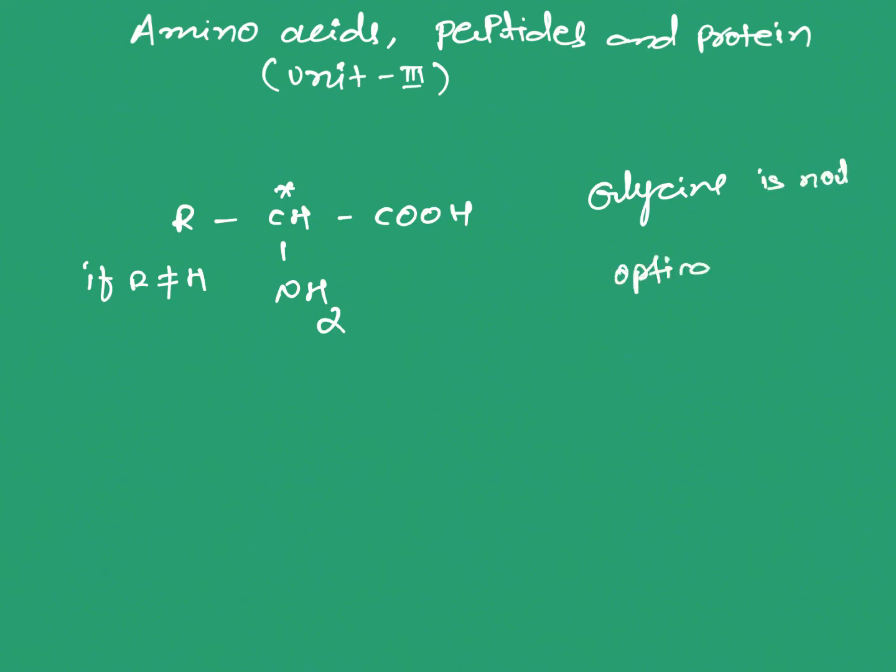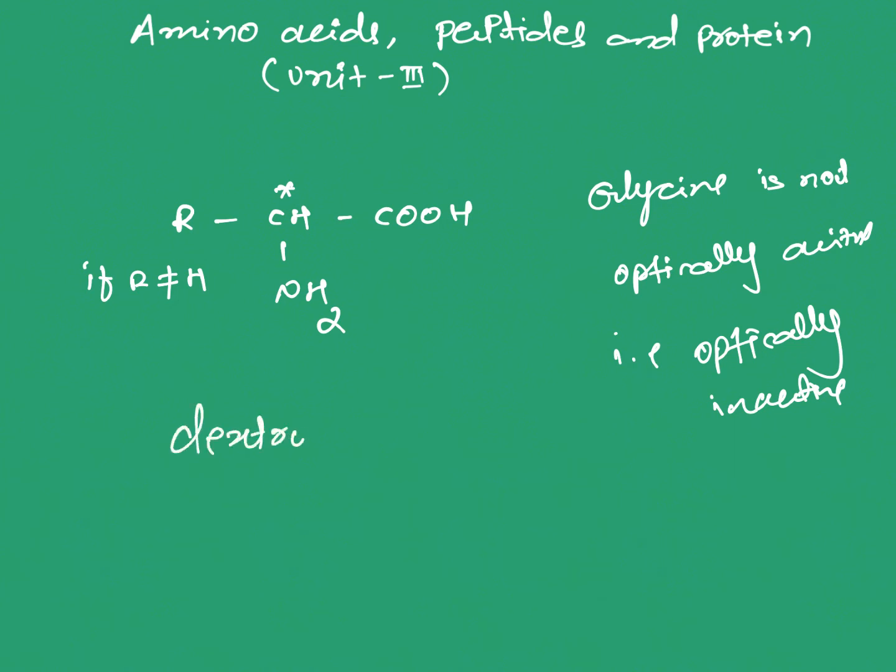Glycine is not optically active, or simply we call it as optically inactive. Once it is optically active, we know that there are two forms that exist. One is dextro form and the mirror image levo form. If the plane of polarized light rotates to the right side, we call it as dextro isomer. If it rotates to the left side, we call it as levo isomer. All the amino acids are chiral, meaning optically active, except glycine.